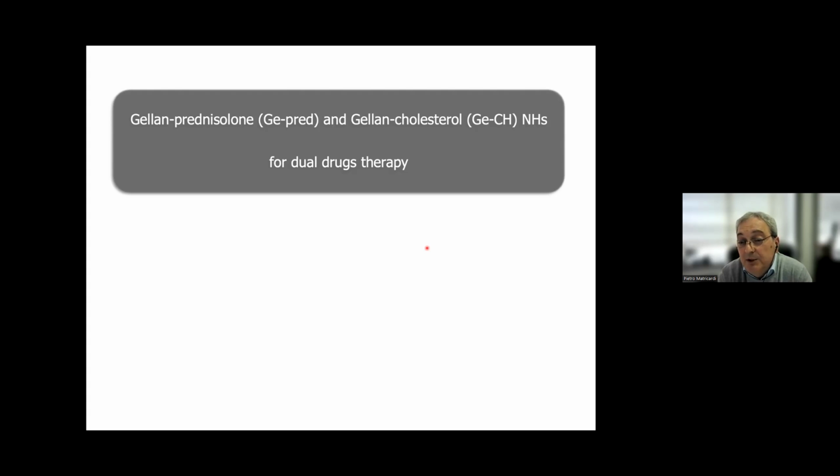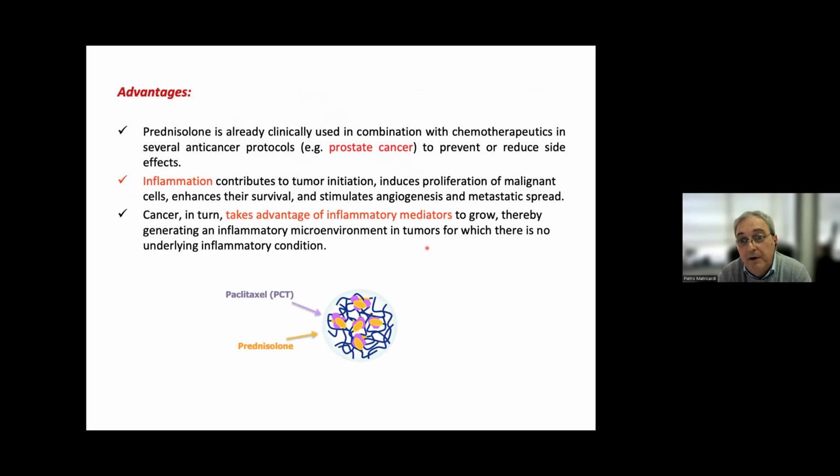But there are some situations in which you can use the administration of two drugs in order to have a synergistic effect. It is the case, for example, of prostate cancer and some anti-cancer protocols in which clinicians administer an anti-tumor drug and an anti-inflammatory drug in order to have a synergistic effect. But generally, they are administered at the same time by using different drugs that are mixed just before the administration.